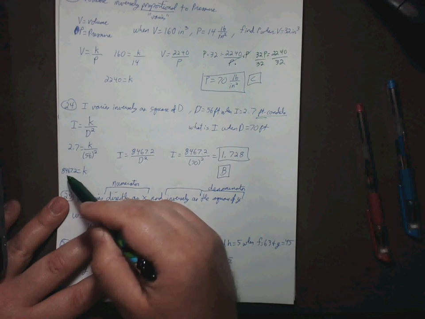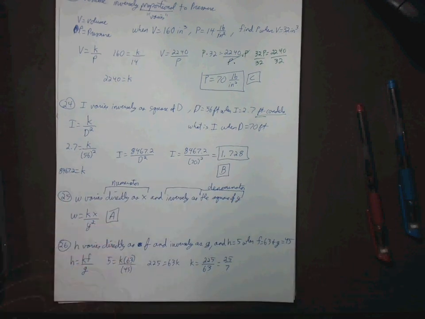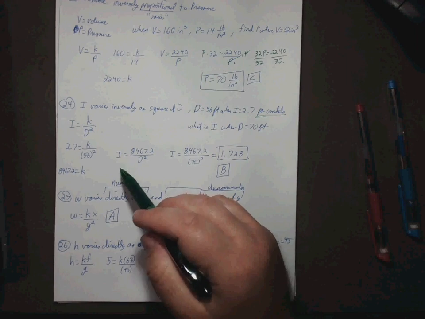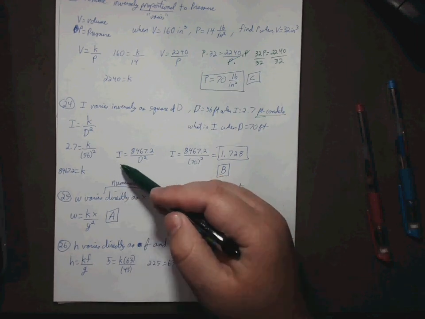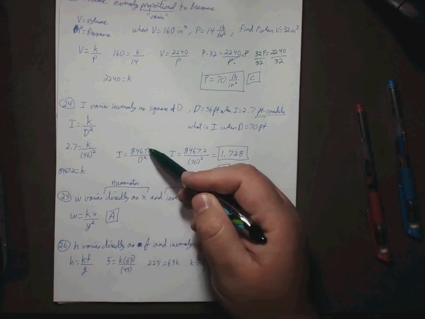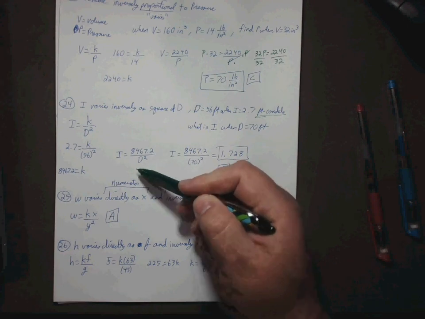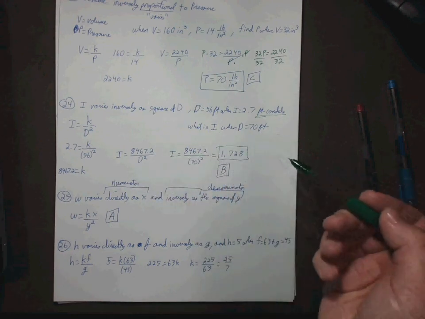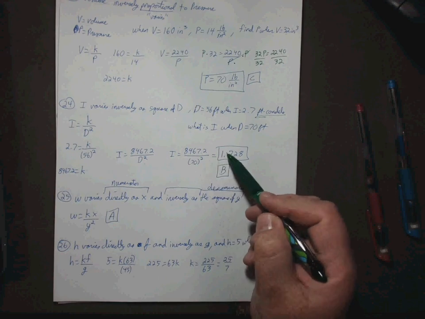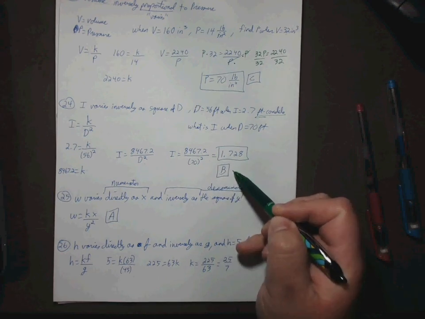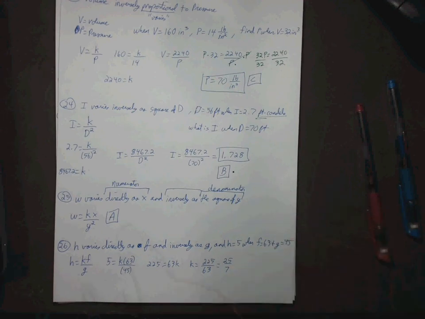K is 8,467.2. All right. So I equals 8,467.2 over d squared. Okay, well, what is I when d is 70? Plug it in, divide, you get your answer. All right, that's it. That's all you got to do.